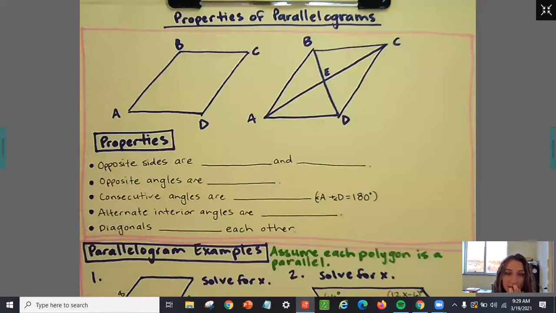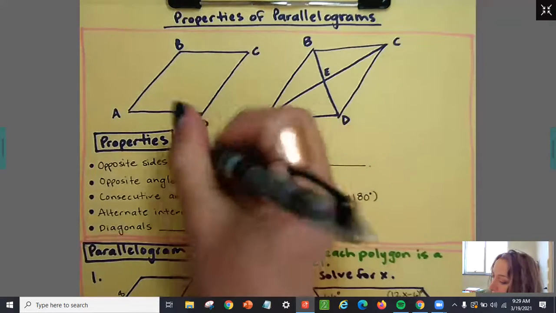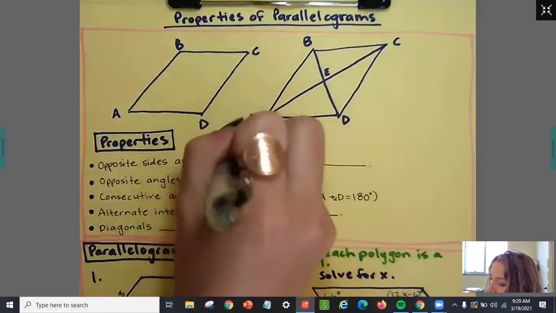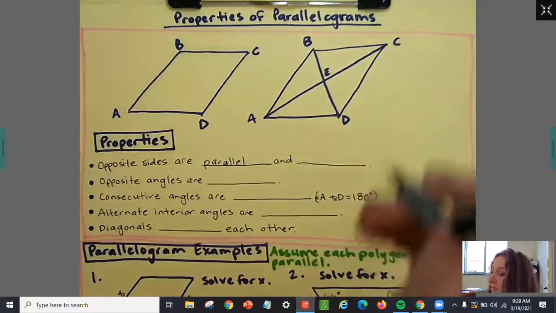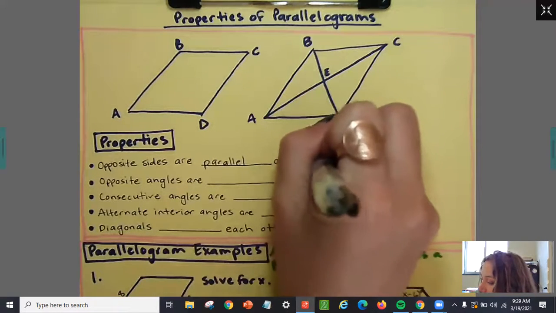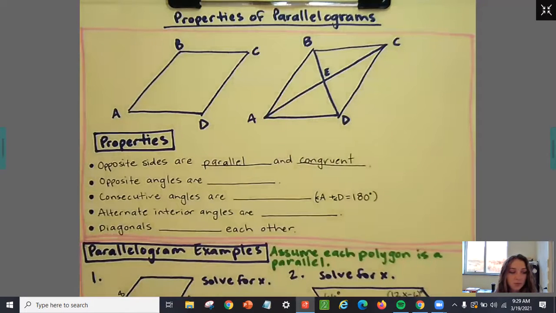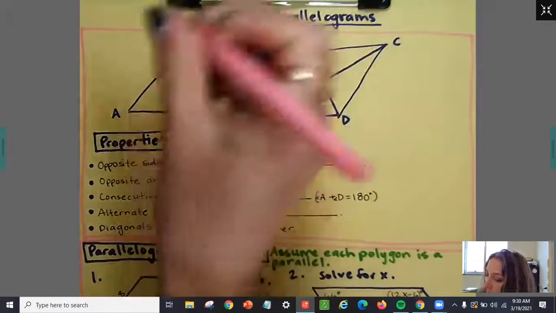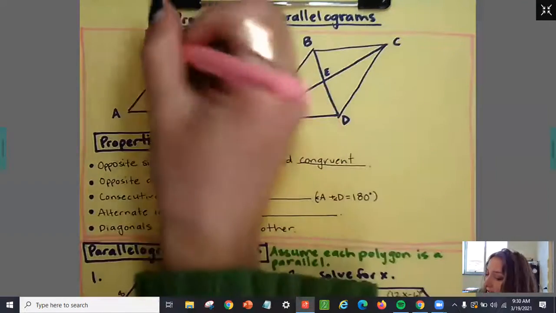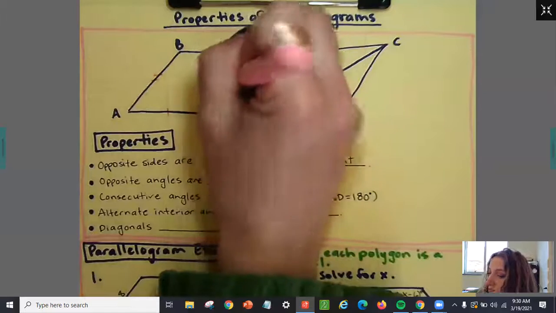So the first thing is that it's a parallelogram, so opposite sides are parallel and opposite sides are congruent. So parallel and congruent. Okay, so we're going to label this on our diagram. Opposite sides are parallel and congruent, so that means that this side is congruent to this side, and this one is congruent to this one.